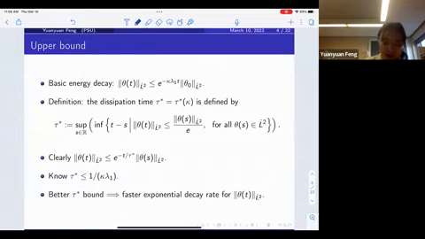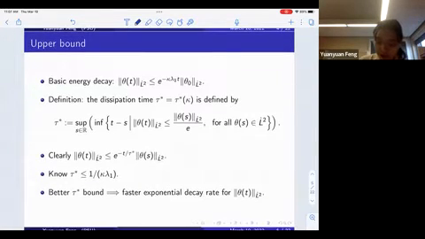So let's then look at the upper bound of the continuous system. Let's recall that from the Poincare inequality, we have the basic energy decay, which is e raised to negative kappa times lambda 1 times the initial L2 energy. We define the dissipation time tau star as the least amount of time such that after this amount of time, all the energy would decay to 1 over e of the initial L2 energy.